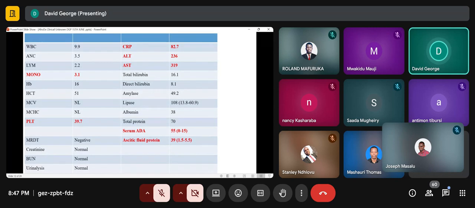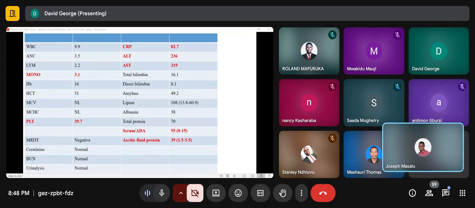So as I said, I saw this patient as a first responder, but then I did very few investigations. But during progress in the ward, the physicians who went on with her did some other investigations, including serum ADA, which was elevated at 55, as well as ascitic fluid protein elevated at 39, although SAG was not done. That's still an issue. So maybe let's start with these labs and then we can move on from there. Okay. Back to you, Joseph.